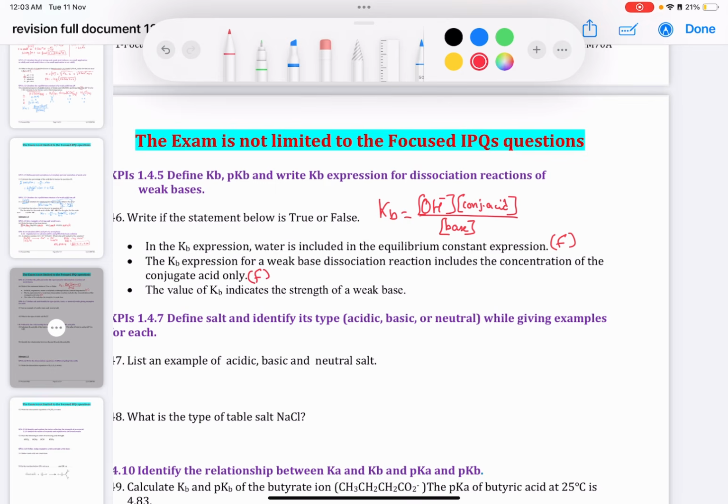The value of Kb indicates the strength of a base. That is correct, because it will give me an idea if the base that I have is weak or strong, or if it's weaker or stronger than another given base.